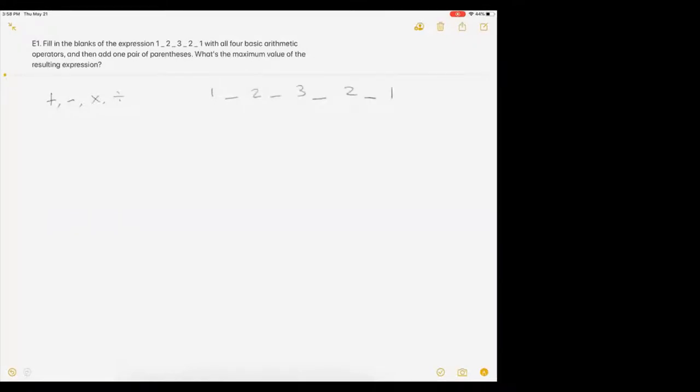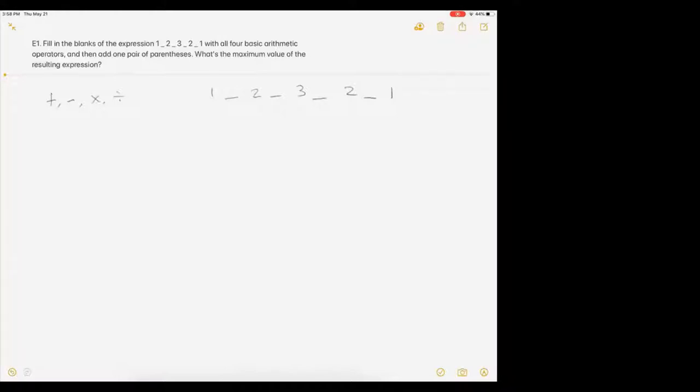1, 2, 3, 2, 1. And then after that, put one pair of parentheses. And then I ask you, what is the maximum value of the resulting expression? I see many different answers here. I will just give you one, and then I want to hear if any of you can come up with a higher number.